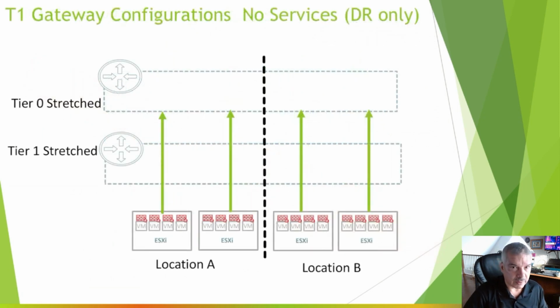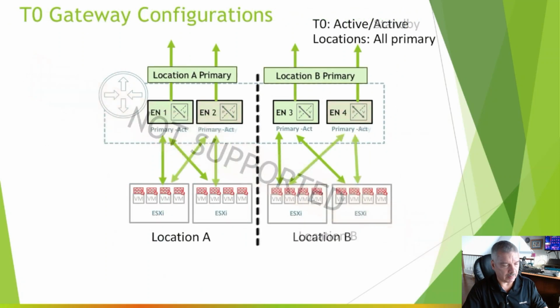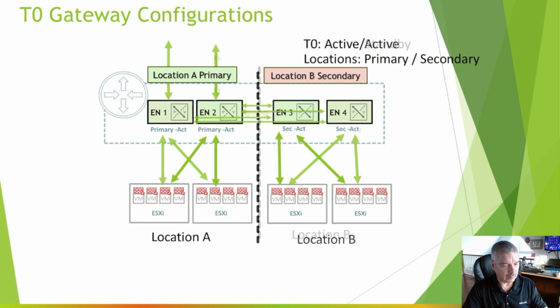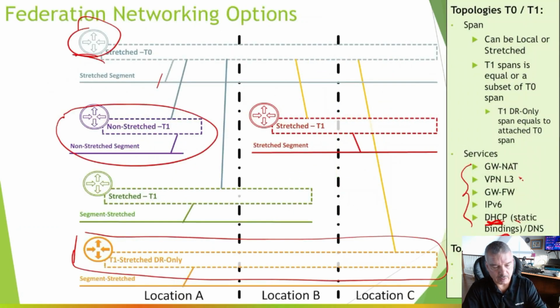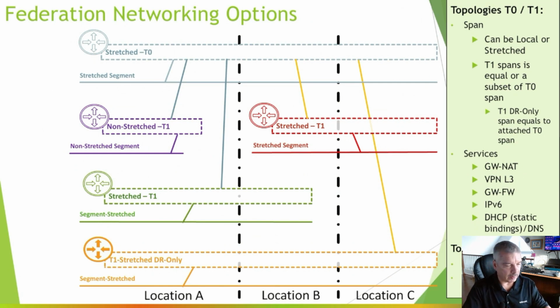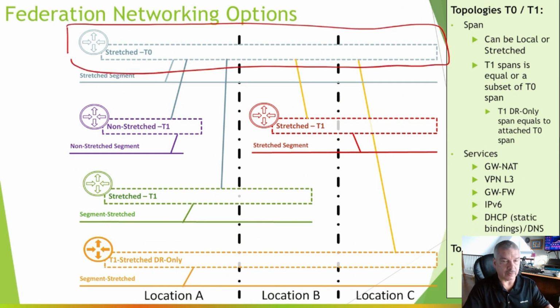Now gateways. So if we back up the slides here, if I go all the way back to here, come on. Here we go. We're going back. There we go. Sorry. All the way back to here. So again, this is how we could deploy our tier zeros. And that's kind of what I just went through.